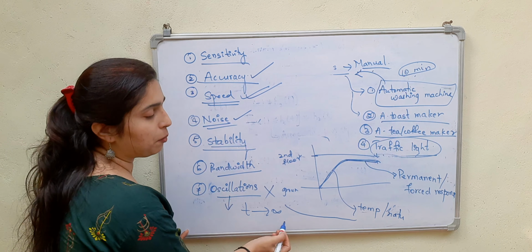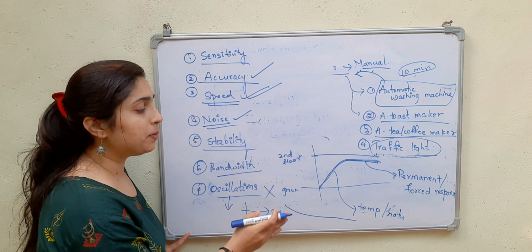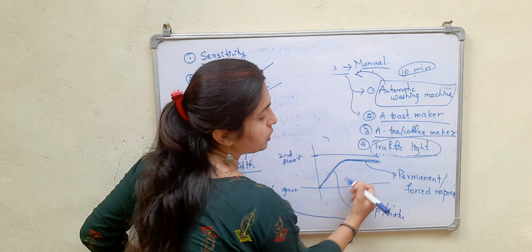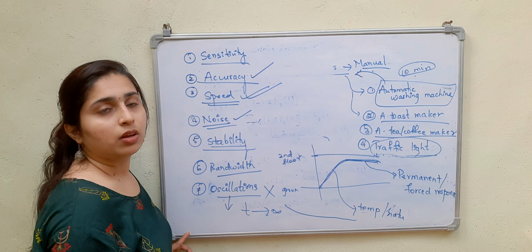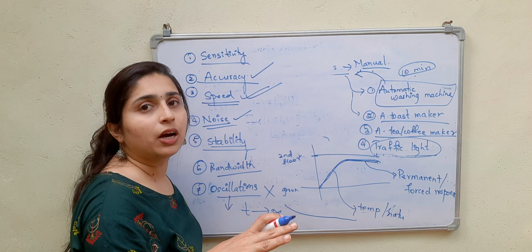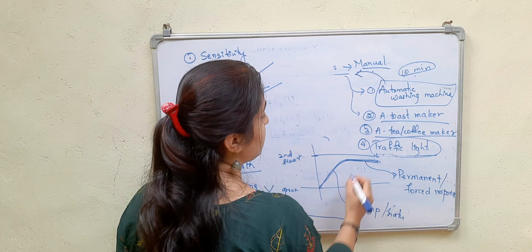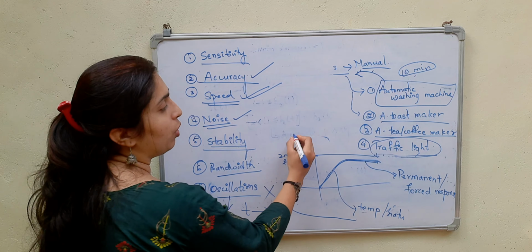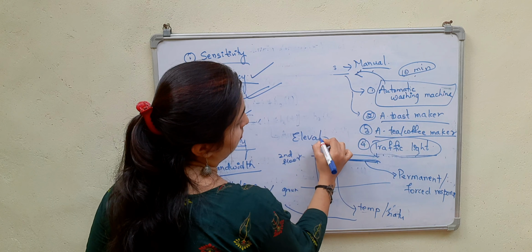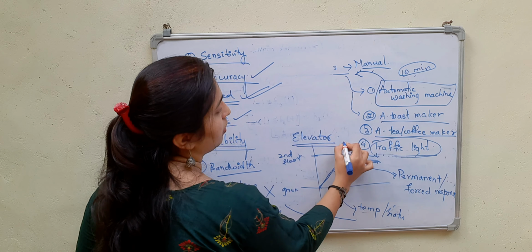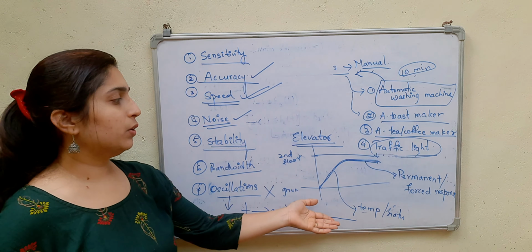So as t approaches infinity, what happens? The natural response should be 0. Then only your system will be controlled, or it can be called stable. So this is an example of the lift or elevator. So this is also a control system.